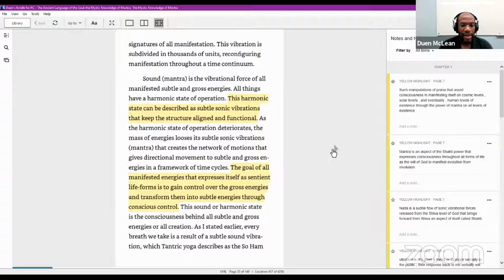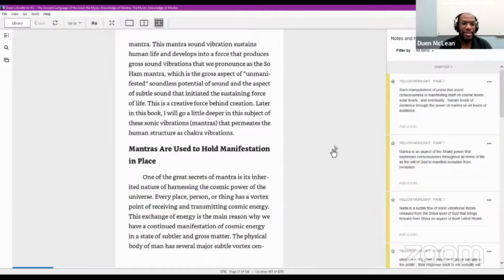As I stated earlier, every breath we take is a result of a subtle sound vibration, which Tantric Yoga describes as the So and Hum mantra. This mantra sound vibration sustains human life and develops into a force that produces gross sound vibrations that we pronounce as the So Hum mantra, which is the gross aspect of the unmanifested potential of sound, and the aspect of subtle sound that initiated the sustaining force of life. This is a creative force behind creation.